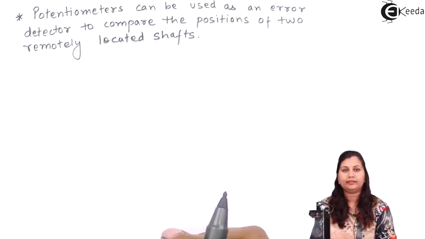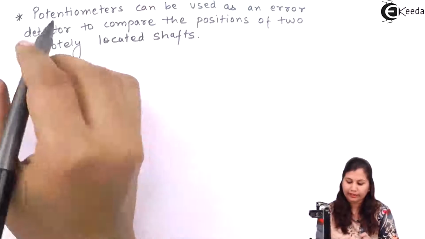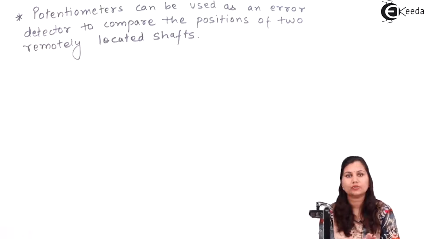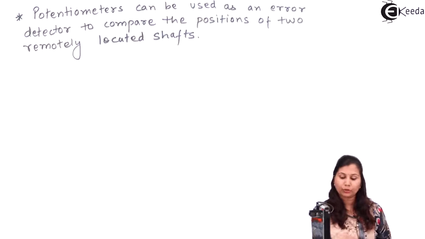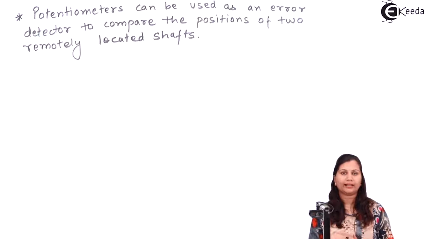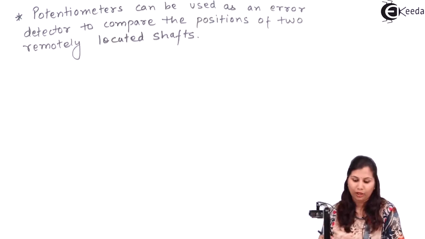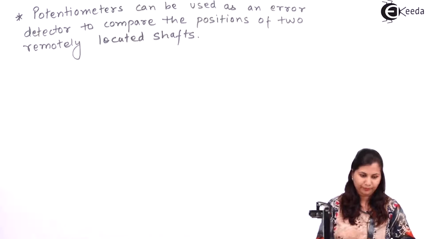Error detector means that it is finding out the errors. Okay. So what an error detector does is it compares two signals. Potentiometers can be used as an error detector to compare the positions of two remotely located shafts. That is, there are two shafts located at a far distance from each other, and if we want to find out the difference in the positions of the two shafts, then we can use a potentiometer for it. So let's see what the arrangement or circuit for that will be.